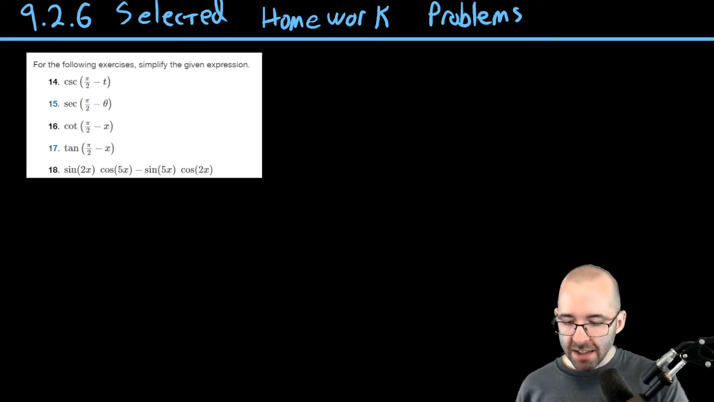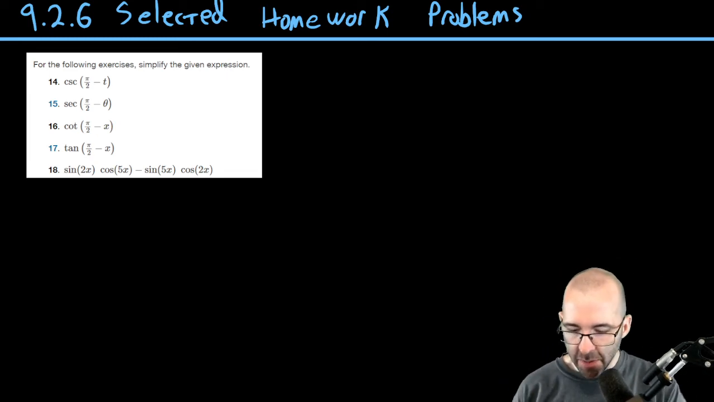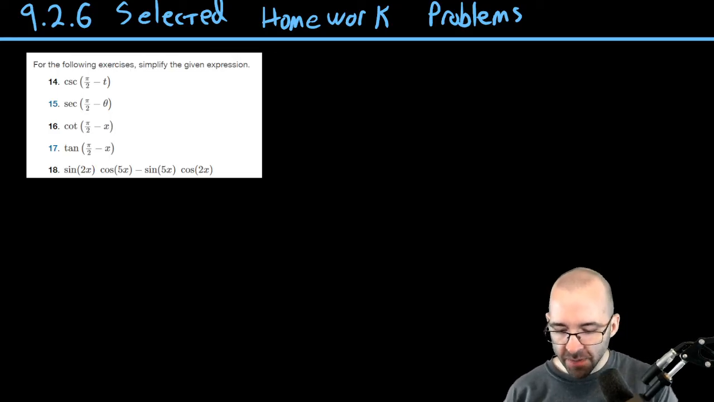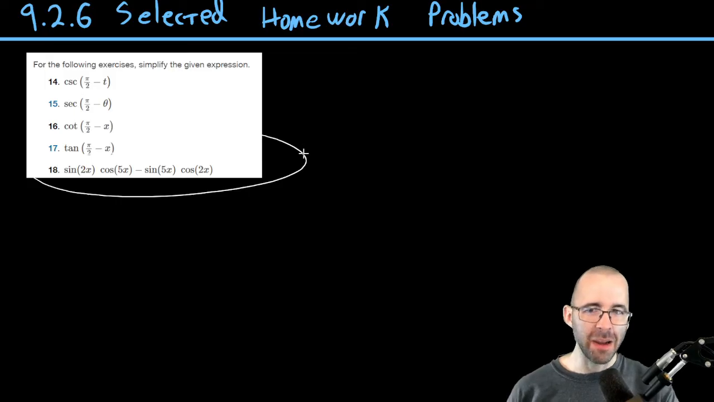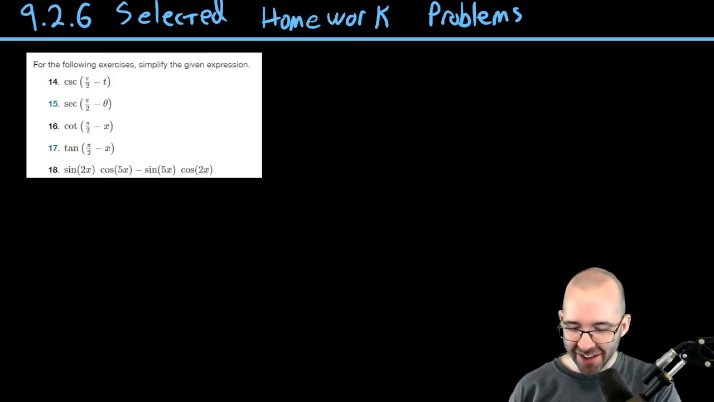All right, let's do number 18 and number 50. So number 18 says simplify the given expression. And we've got this guy. Can't really circle that with a white marker. We got this one on the bottom. So what does that look like?